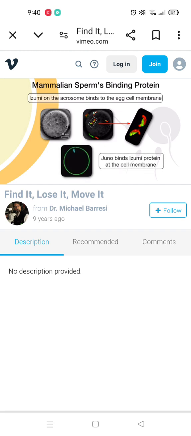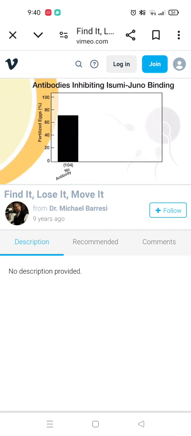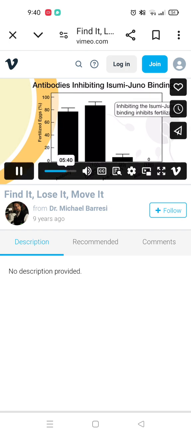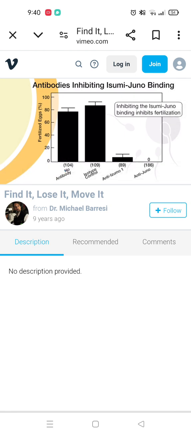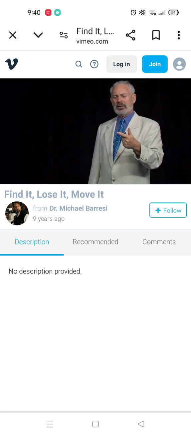Well, they found a protein called Juno. Juno is at the right place and time for binding Izumo, and actually this picture here is a picture of green fluorescent protein labeled Izumo. If you lose it, if you use antibodies against Juno or against Izumo, and then you look to see if the sperm adheres to the egg, you find that when you inhibit the Izumo-Juno binding, you inhibit fertilization. You could do it by inhibiting Juno, you could do it by inhibiting Izumo. So that's the lose it evidence. You get rid of the molecule, you get rid of fertilization.